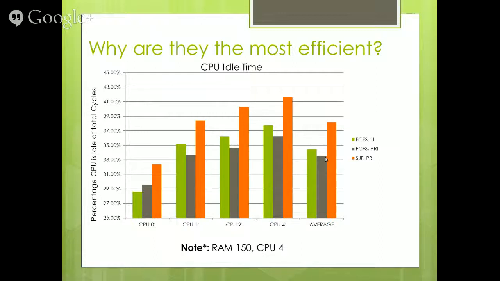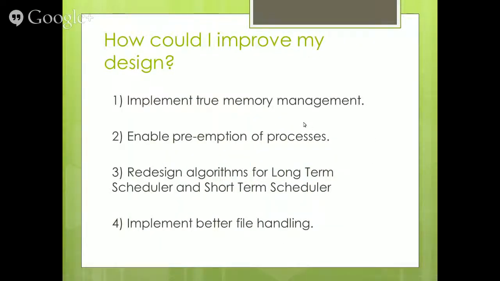That stays true almost throughout all the data points, except that the other data points can utilize the higher memory and the higher CPU count better. But at 4 CPUs and 150 RAM, this one is the most efficient, and that's why I think they place so highly. So what can I do to improve my design?